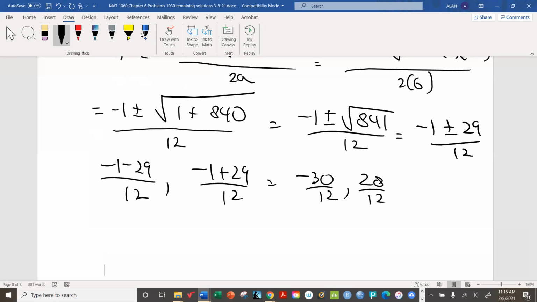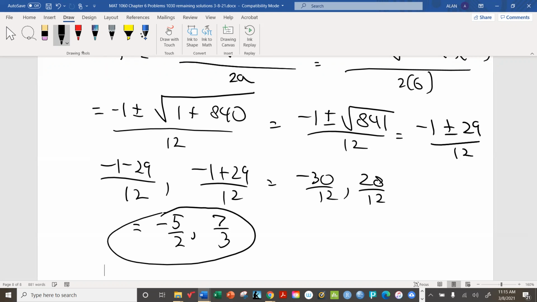As a matter of fact, this first one is -5 halves, comma, because you can divide out 6 from both the numerator and the denominator. In the second case, we can divide out 4 from the numerator and the denominator, and we'll end up with 7/3. Although, if you wrote it like this in the test, that would be okay.